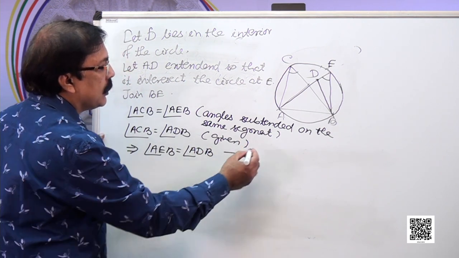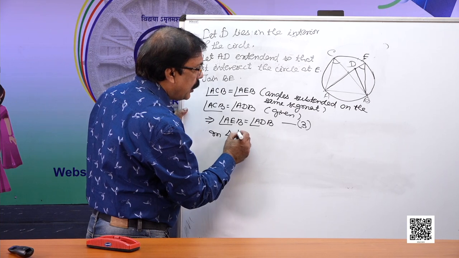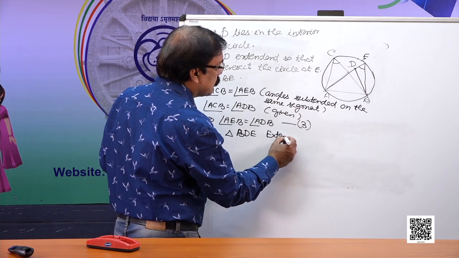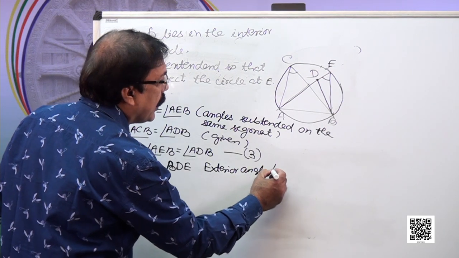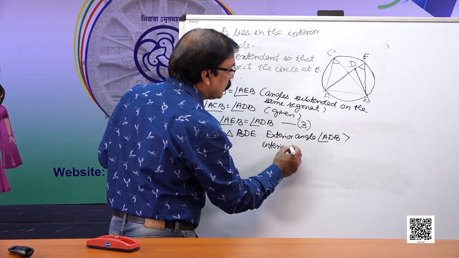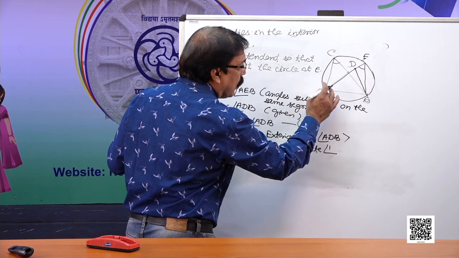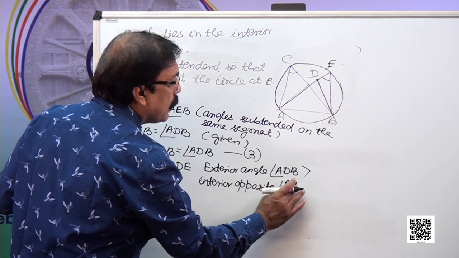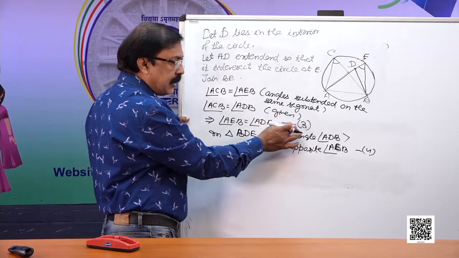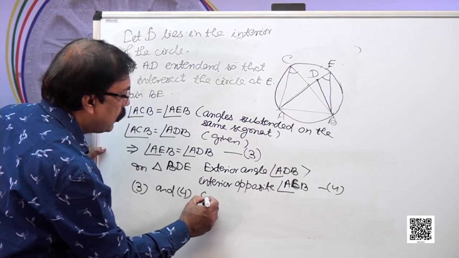We can say this is the third one, and in triangle BDE, exterior angle ADB is greater than interior opposite angle DEB, or we can say AEB. This is 4. Now, again, statements 3 and 4 contradict each other.